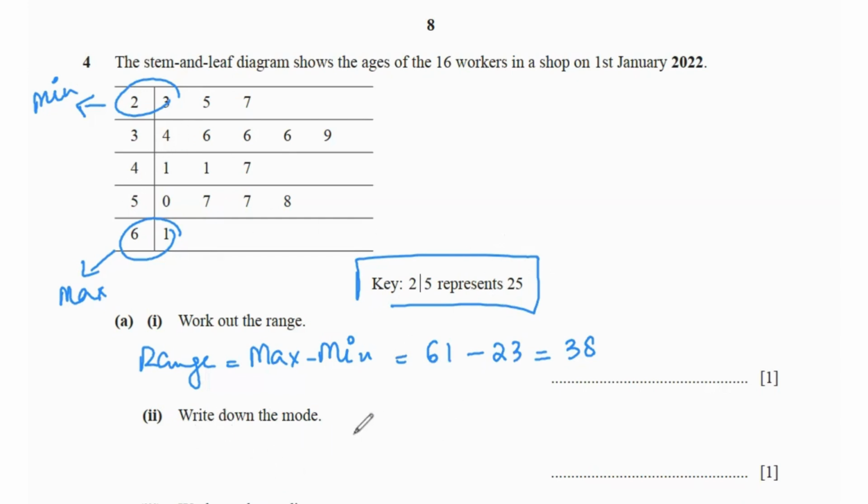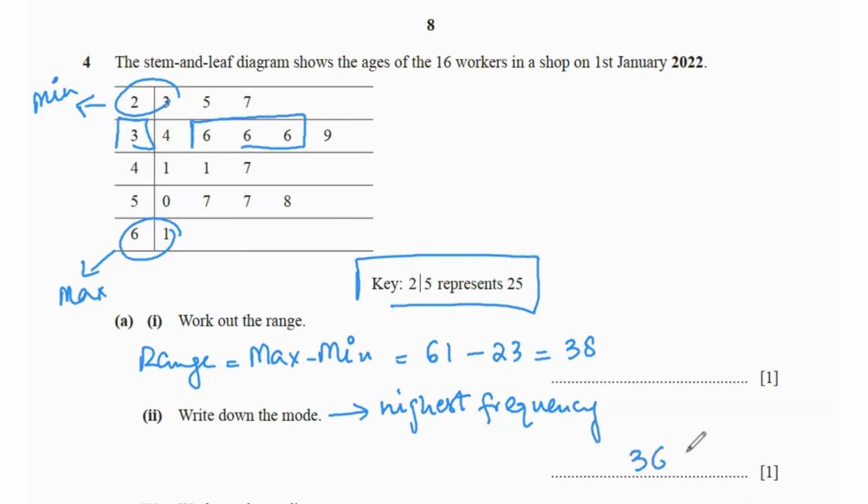Next part says write down the mode. So mode is your highest frequency. The highest frequency is the number that's occurring the most in your data set. And as you can see in our data set, the number that's occurring the most is 36, not 6, 36. Once again, you will write the complete number, not just one part of the number.